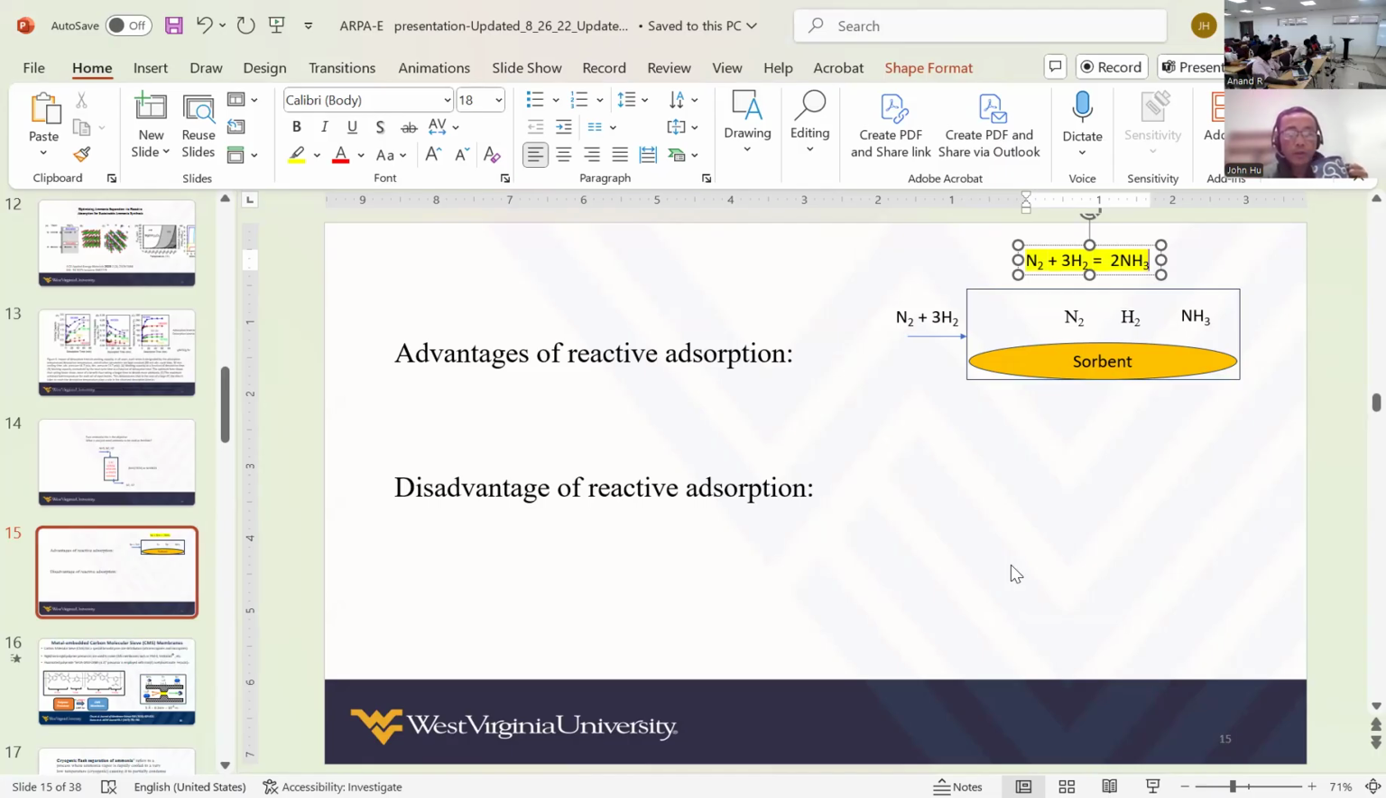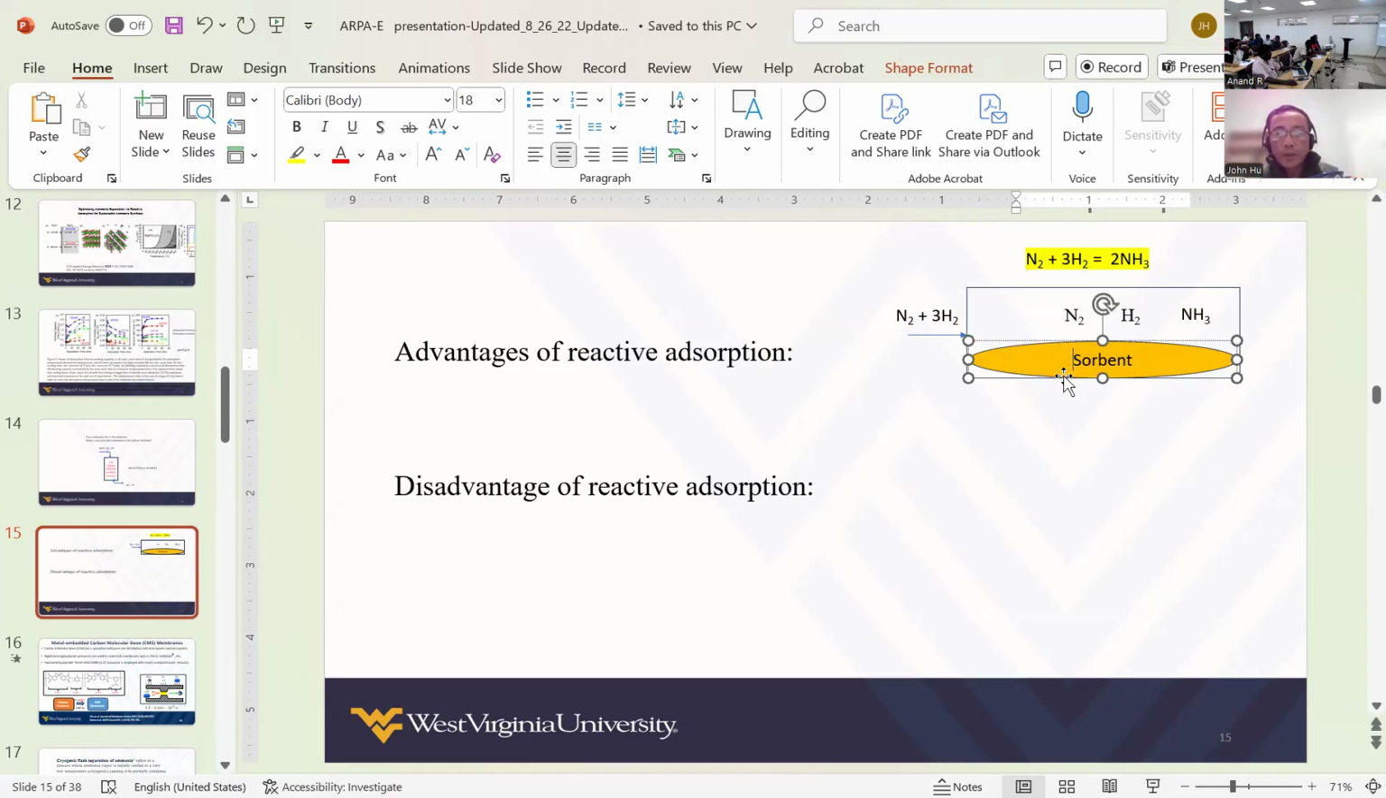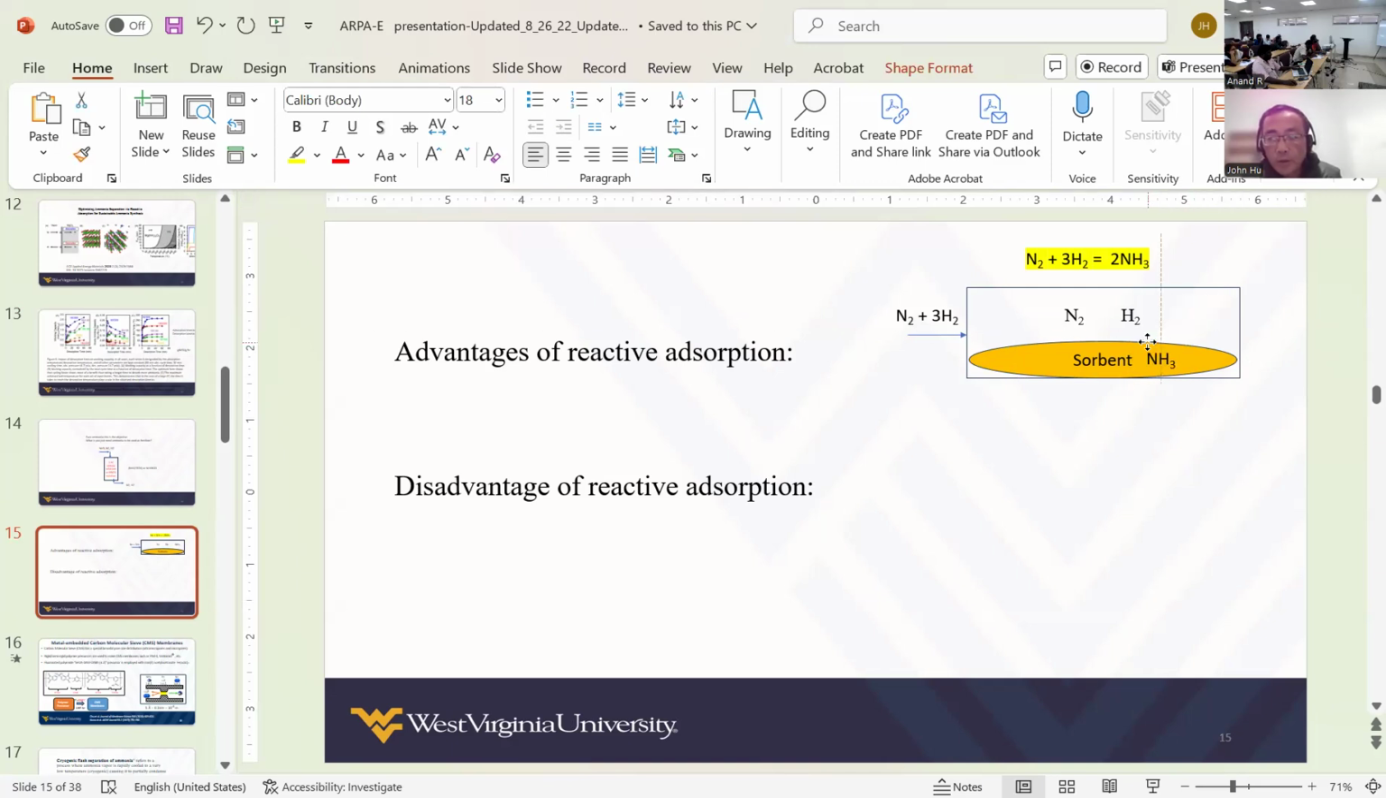Does anybody have any questions? Get my question. Before you put a solvent in there, ammonia, hydrogen, and nitrogen reach equilibrium. All right. Now you put a solvent in there, and there's ammonia on the solvent. What will happen to this ammonia synthesis reaction? Anybody want to give it a try?